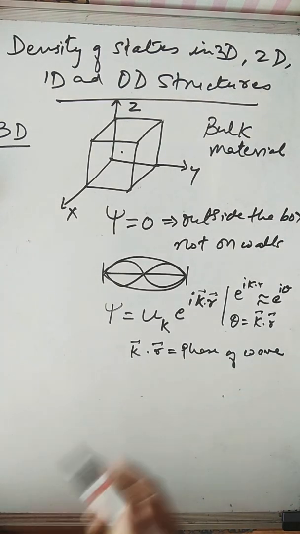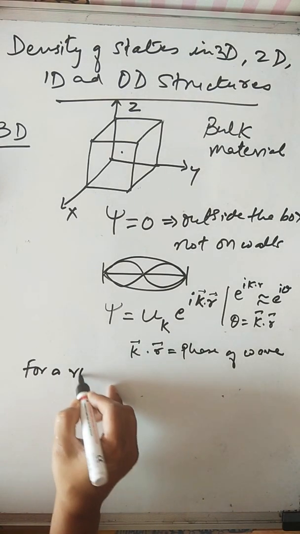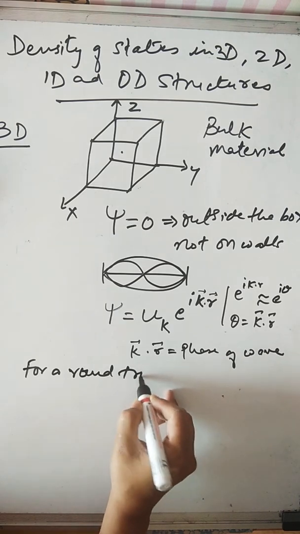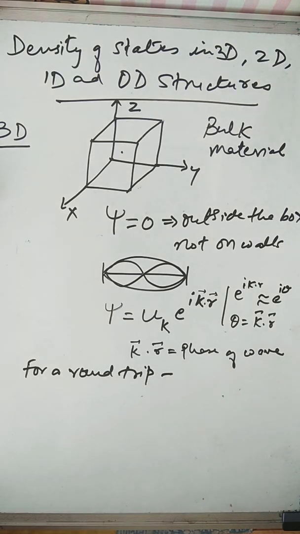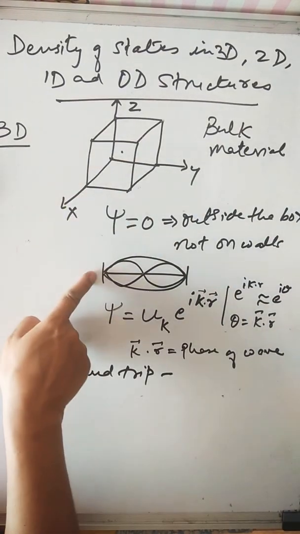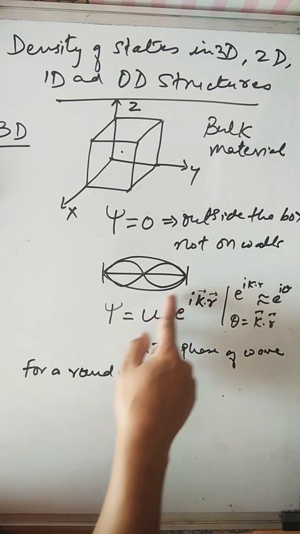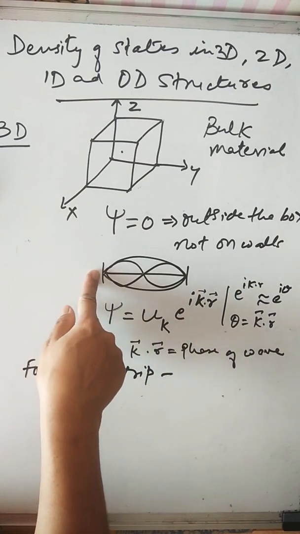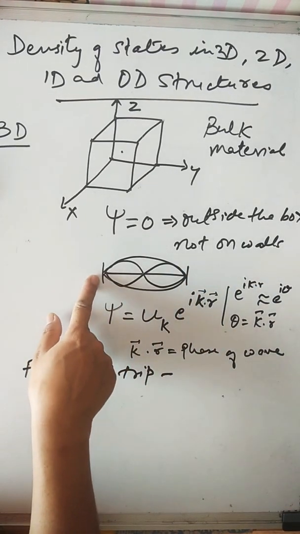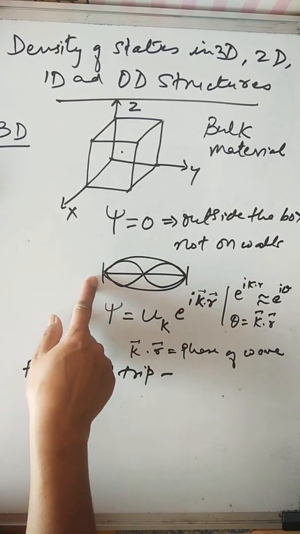Now for a round trip I am talking about, for a round trip. What do you mean by the round trip? Round trip means that the electron starts from this phase, goes to this phase, okay, one trip, and then again comes back to its position. That is, it starts from this phase, goes to that phase, and again comes to its phase. So this will be a round trip.